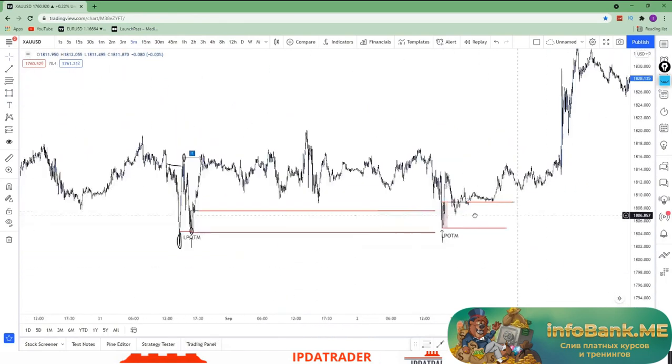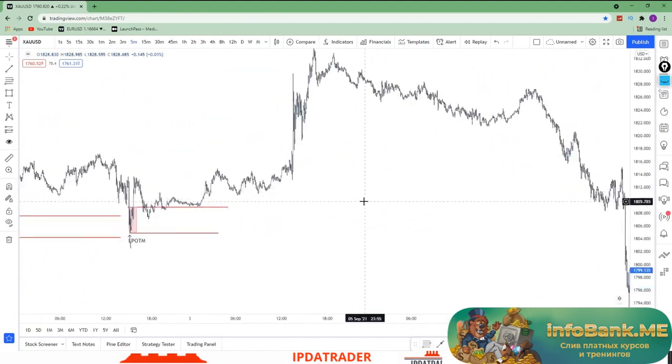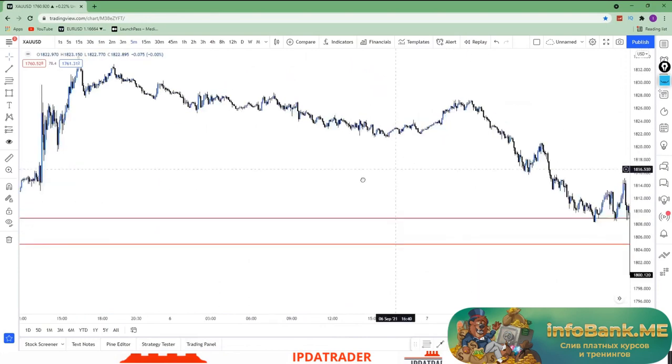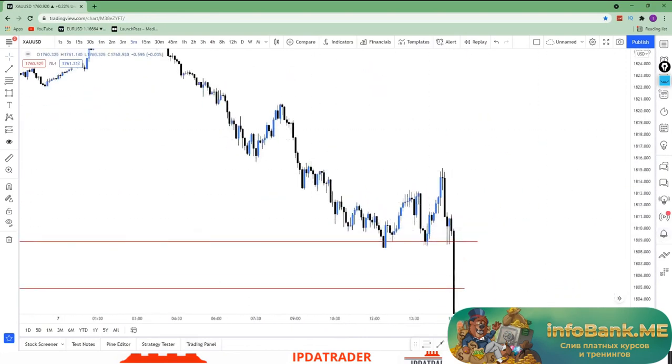Let's actually see if this ever holds or not. So if we drag it across, we can see that we tap into it right here. We move away for a bit, right? We potentially shift, but then we resume bearish.